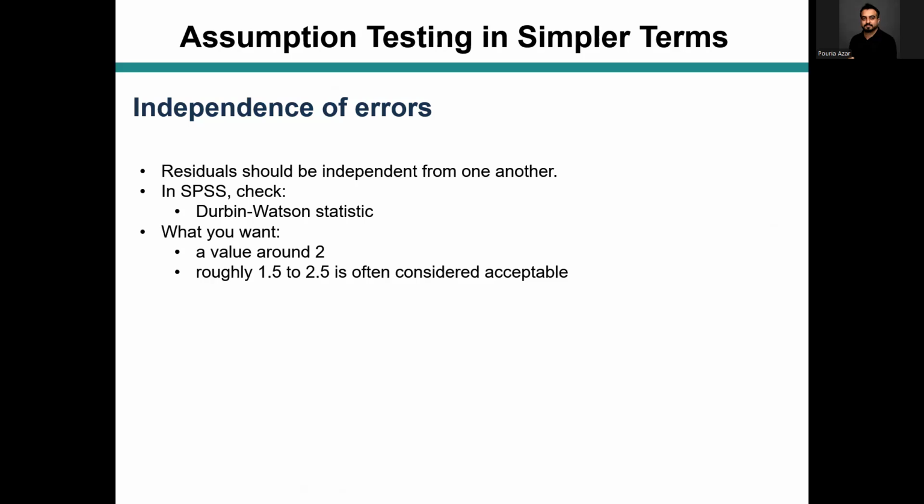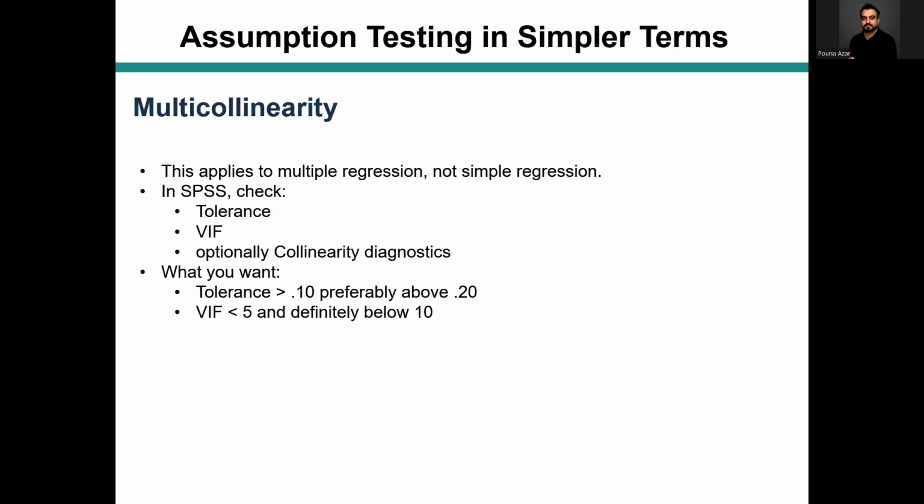Independence of errors means the residuals or errors should be independent from one another. How can we check for this assumption? We can use the Durbin-Watson statistic, which is in a box we need to check in SPSS when running the regression analysis. What we want to see here is a value around 2. Roughly 1.5 to 2.5 is also acceptable.